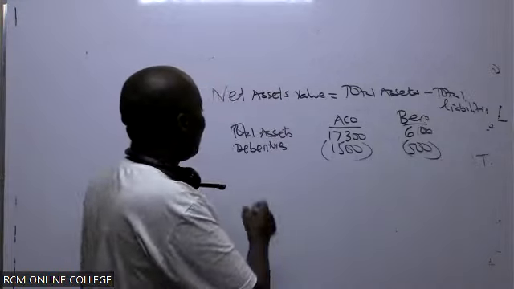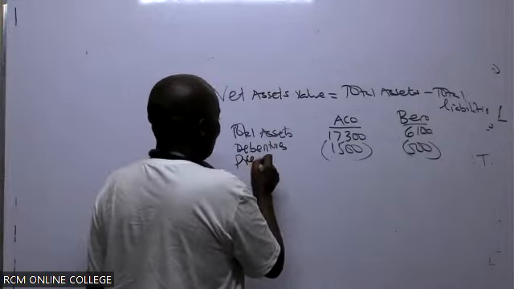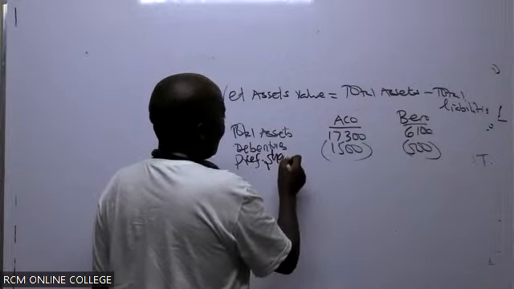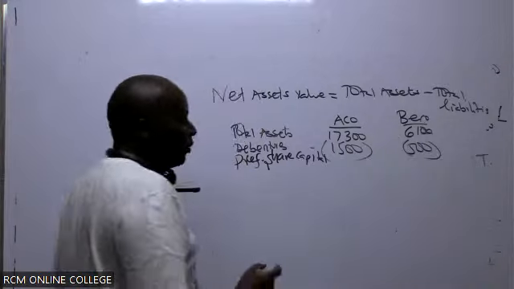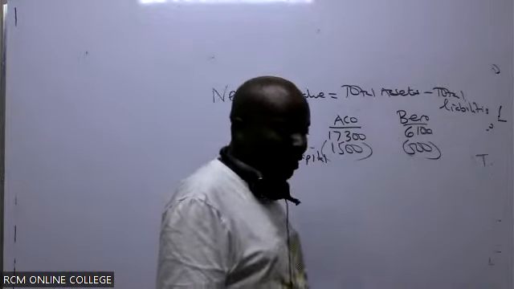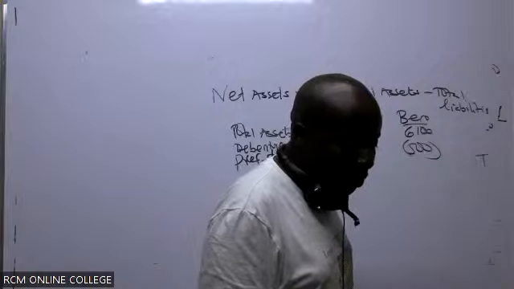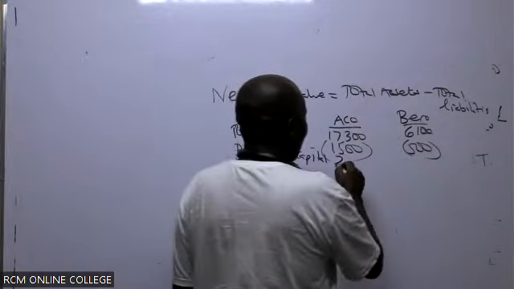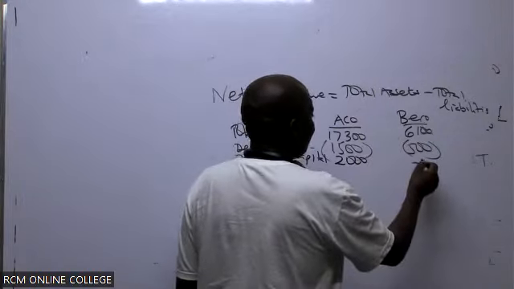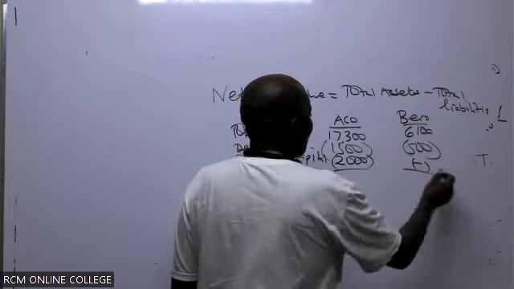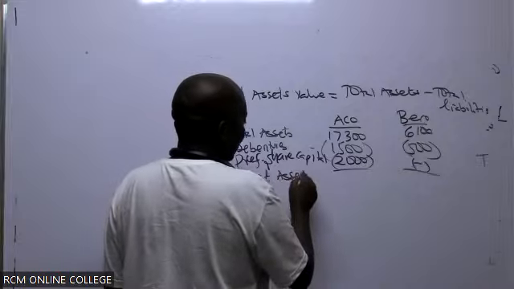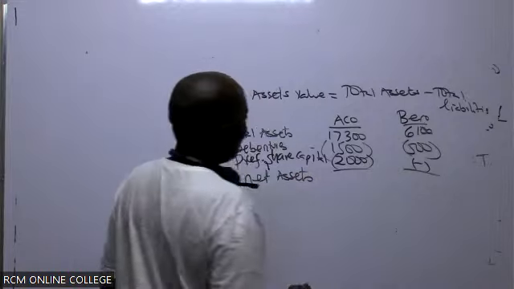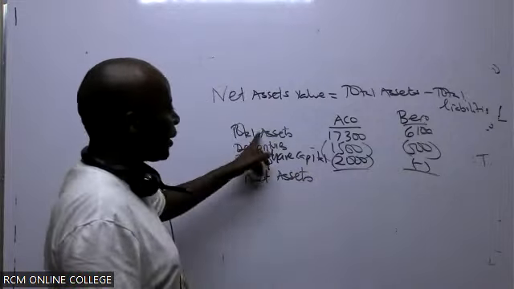So in this case, come and deduct preference share capital. What do we have here? For ACO it is 2,000. This other one doesn't have any. So then we have our net assets. We never had the current liabilities here. They were deducted when getting the total assets figure.